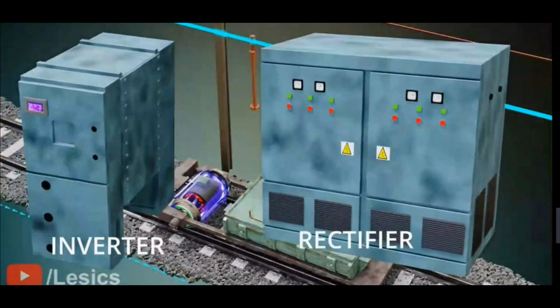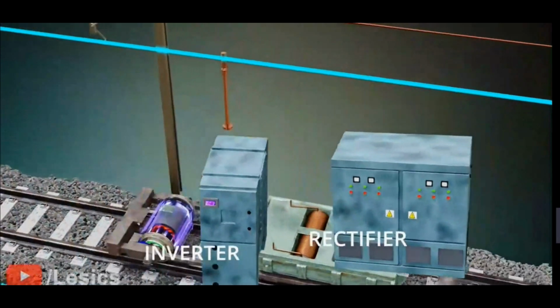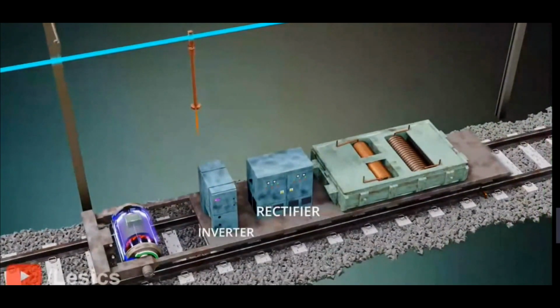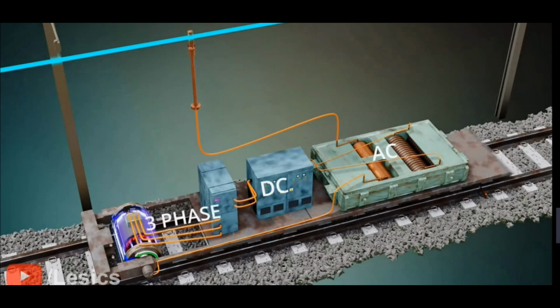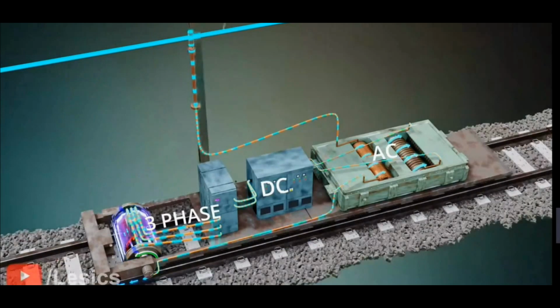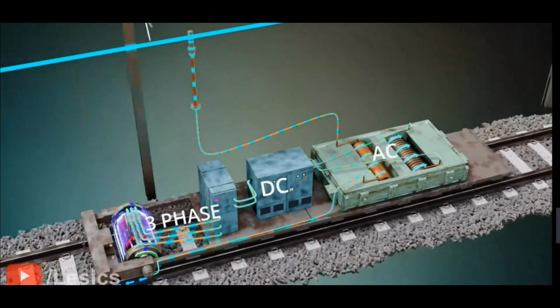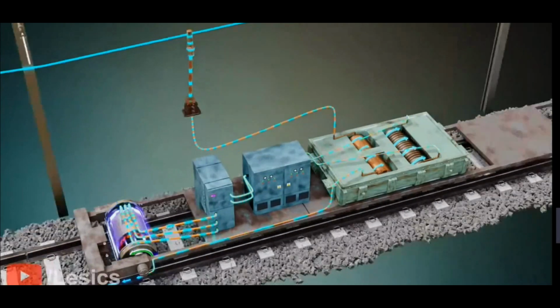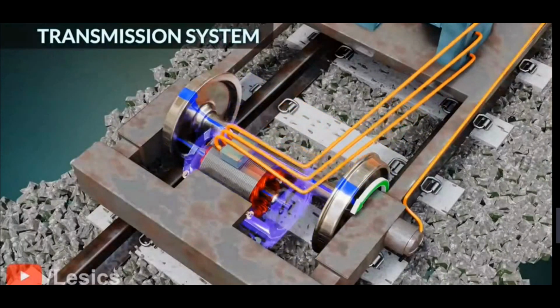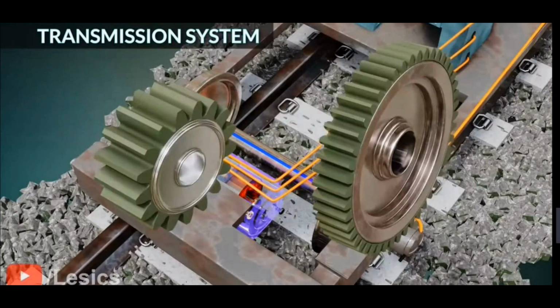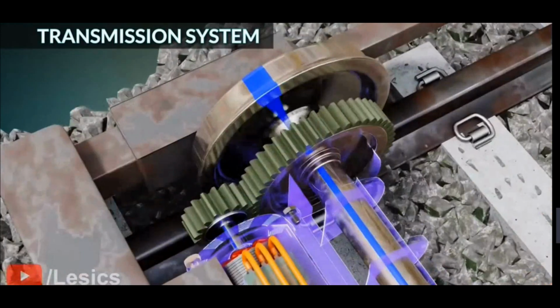That's why a rectifier and inverter is used to convert the single-phase supply to the three-phase supply. A rectifier converts the single-phase AC power into DC power, and then the inverter converts the DC power into three-phase AC power. Now this engine is ready to run over the track. We can increase the torque output further if we add a transmission system with some gear ratio between the motor shaft and the wheel axle.